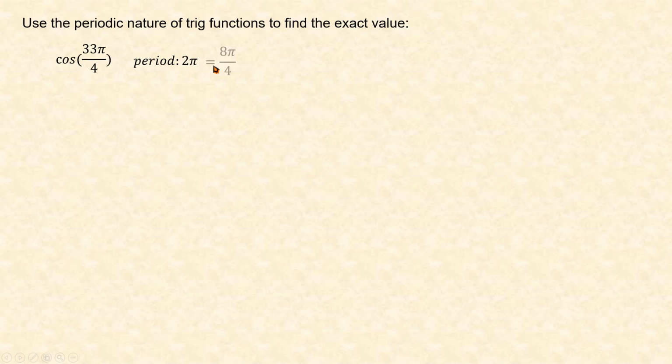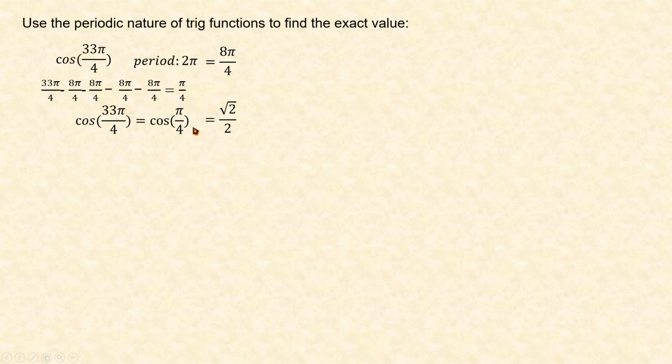2 pi is 8 pi over 4. I want to subtract a bunch of 8 pi's so that I go back to a small number within the circle. So it's pi over 4. Cosine of 33 pi over 4 is just the same as cosine of pi over 4, because I take away a bunch of these periods. So cosine of pi over 4 is radical 2 over 2.